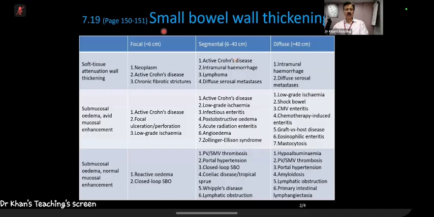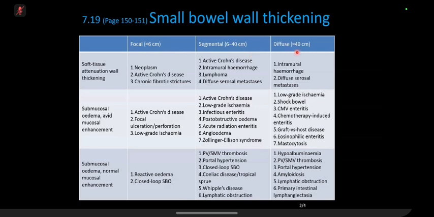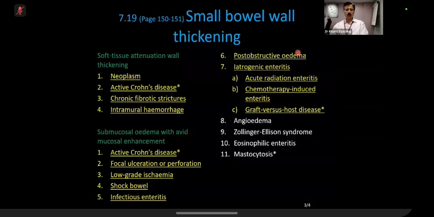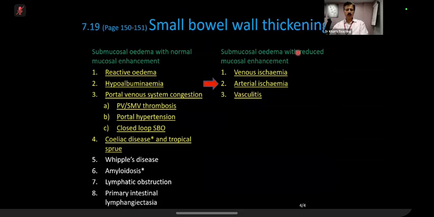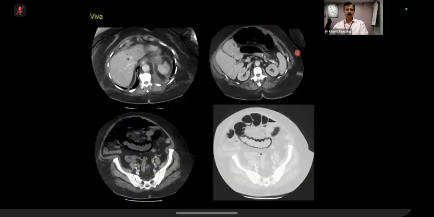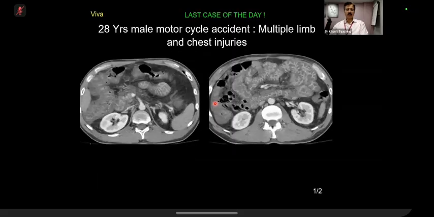And this is from your Chapman, small bowel wall thickening divided into three: less than 6 to 40 and more diffuse. So have a look at this one also. This one is a slam dunk. You have already covered it. You have seen similar cases, which is pneumatosis because of small bowel ischemia, portal vein gas.